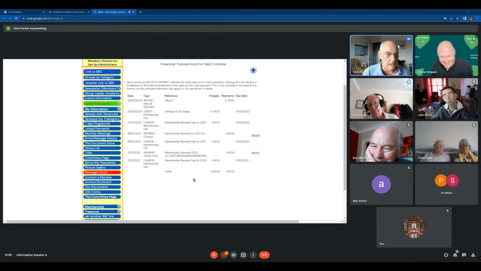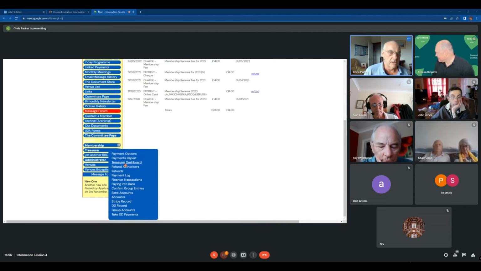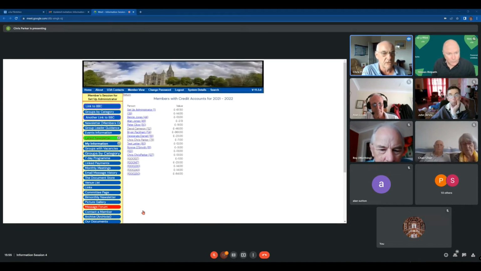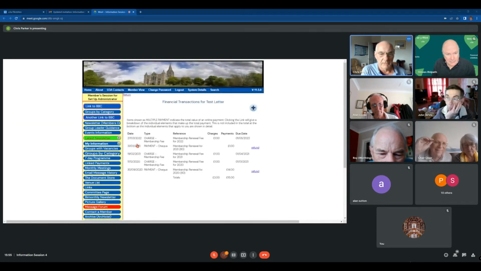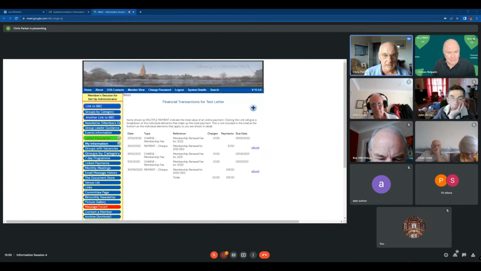Right. Okay. So going back to Treasurer's dashboard again, the other half of the thing is credit accounts. So similarly, somebody has overpaid. So again, it's really only the other side of that. But again, there's going to be all sorts of reasons for that.